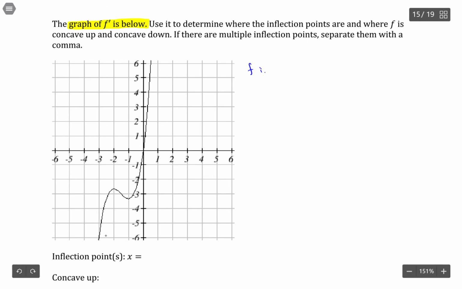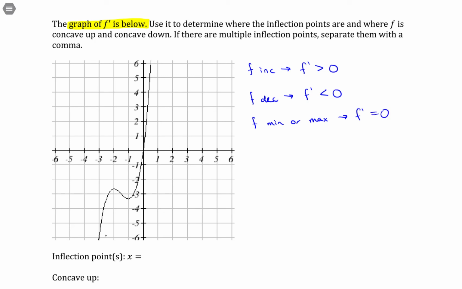if the original function is increasing, then that tells me that its derivative is greater than 0 on that interval. If the original function is decreasing, then that tells me its derivative is less than 0. And if the original function has a critical value, which I'm just going to say a min or max for simplicity, that means that the first derivative is equal to 0 there.